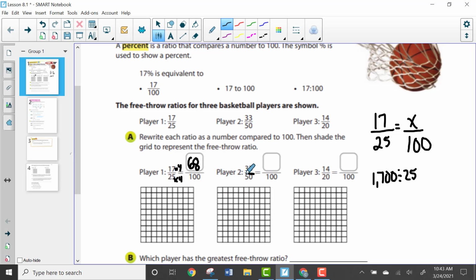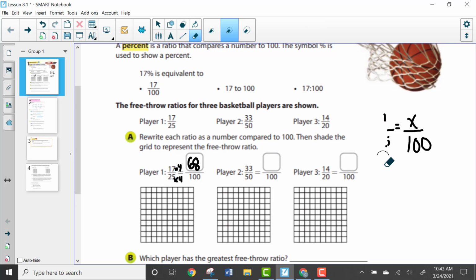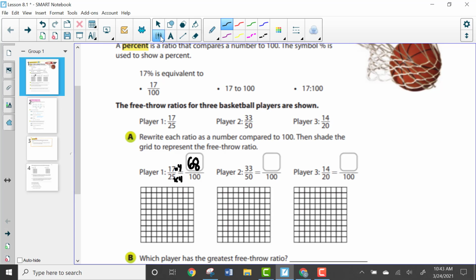Remember, the total amount will always need to be lined up with 100 since a percent is always out of 100. Taking a look at the next problem, we see 33 to 50 is going to equal 66 to 100. How do we know that? Because when we multiply 50 times 2, that gives us 100. Then you have to multiply 33 times 2 as well, giving you 66. Next one, 14 to 20. Multiply that 20 by 5 gives you 100. 14 times 5 is going to give you 70.